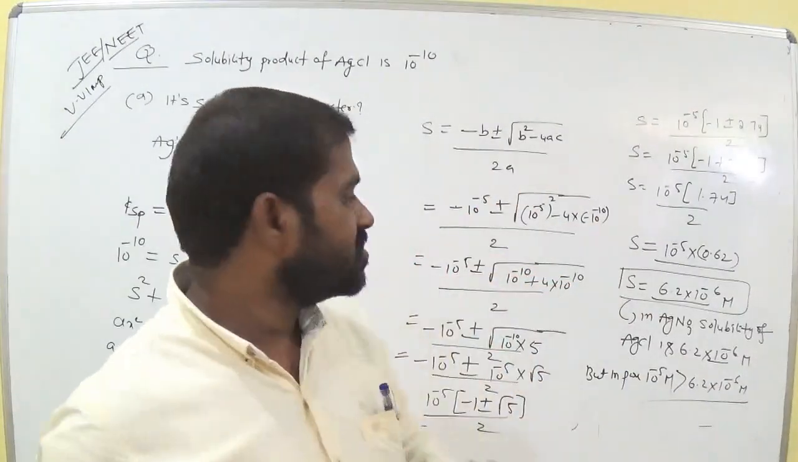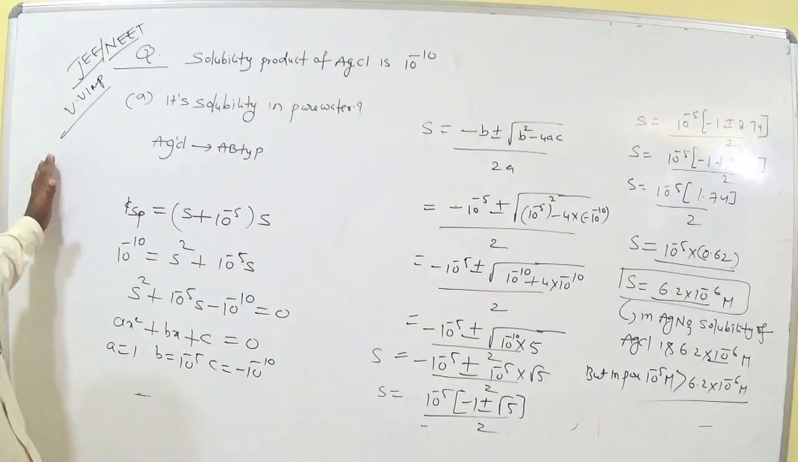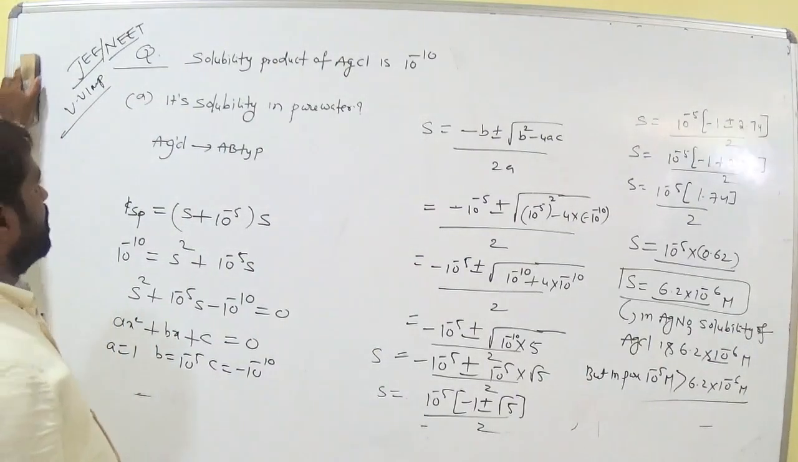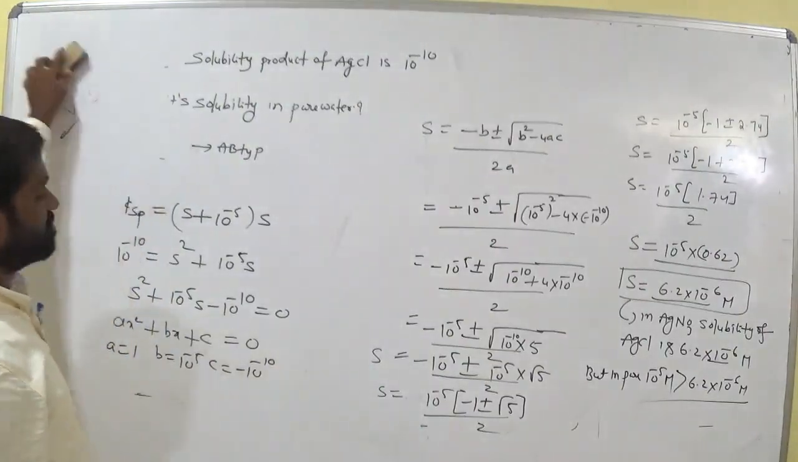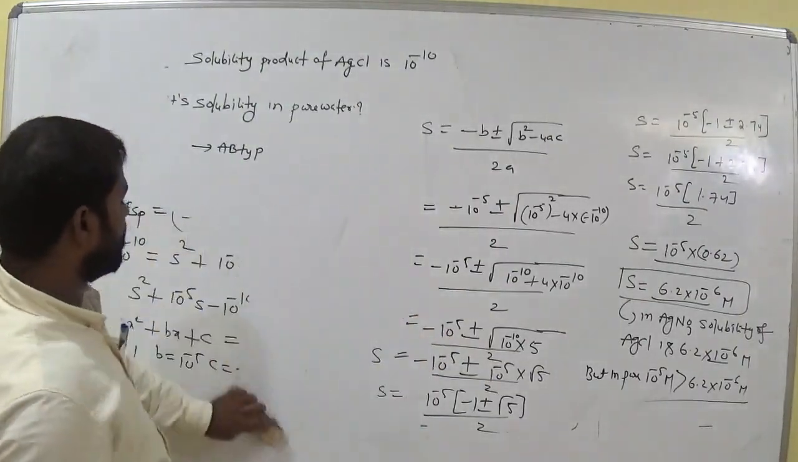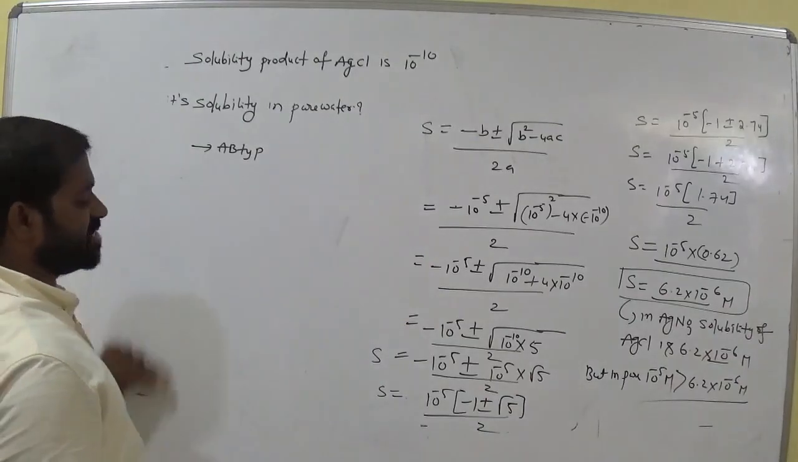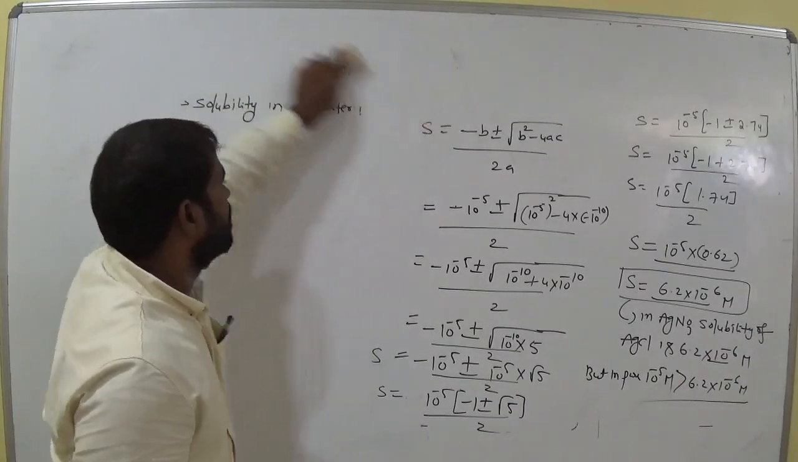Is it clear? So this is a very important problem. Actually, we might expect 10 power minus 5 in the options, but that is wrong. 6.2 into 10 power minus 6 is the correct one, or 10 power minus 5 into 0.62 is the correct one.